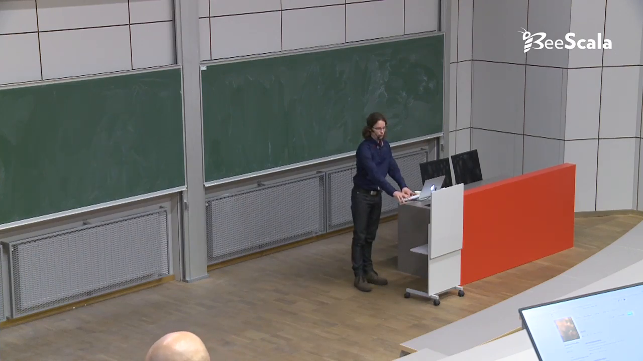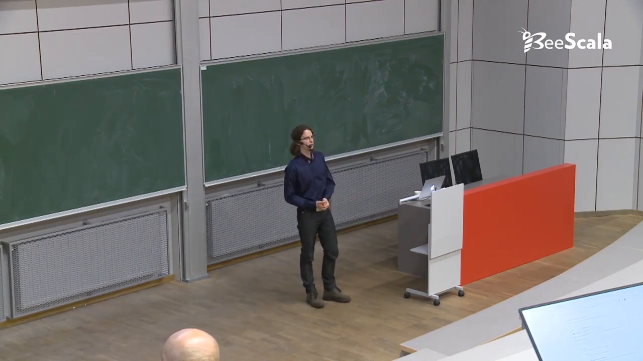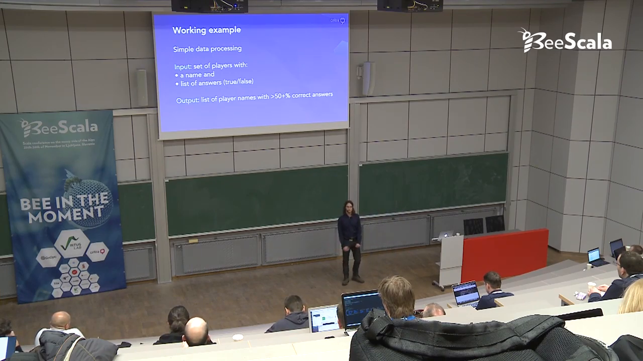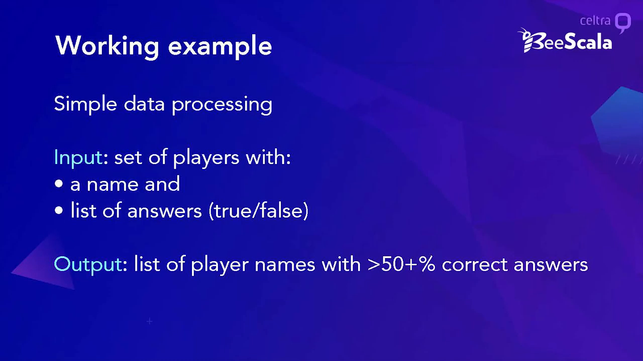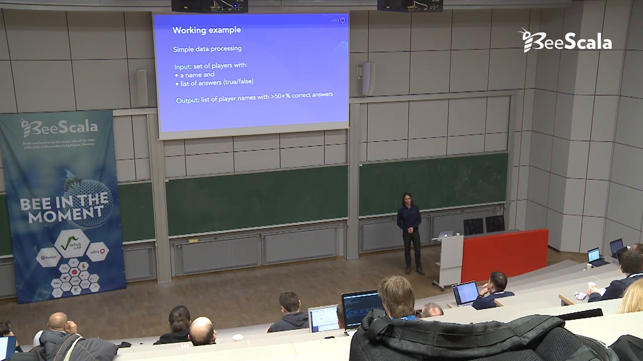So now, how to compare Scala with other languages? Let's choose a task, implement it in different languages, and see what we find out. So this has to be a data processing task. Input will be a set of players that play the game, and we'll have their name and list of their answers. Answers can be true or false, and we have to find the winners. These are the names of the players that answered most of the time correctly. Okay, so this will be the running example.